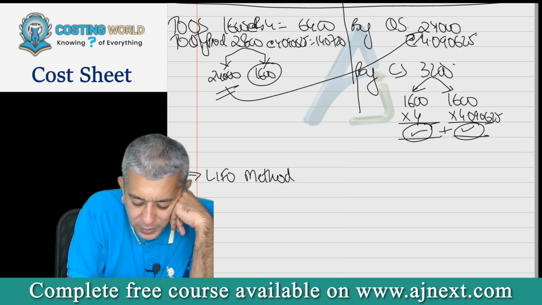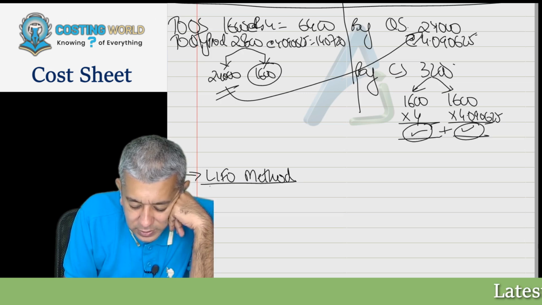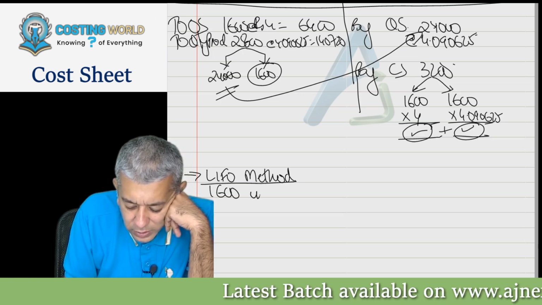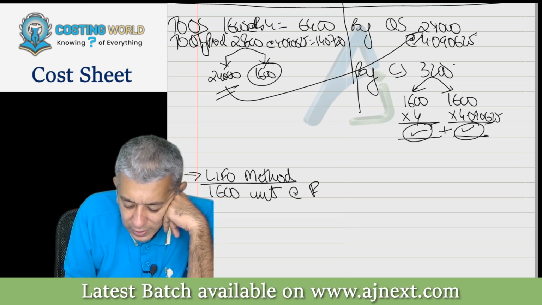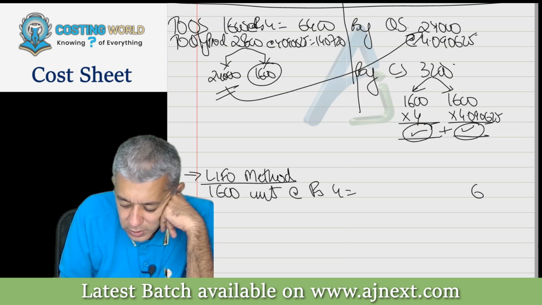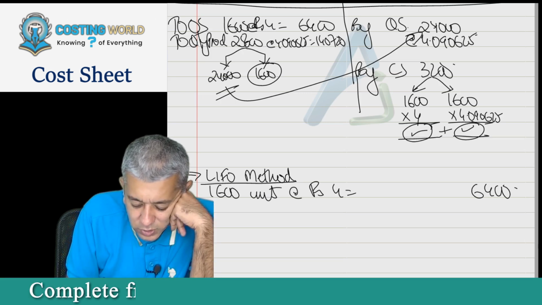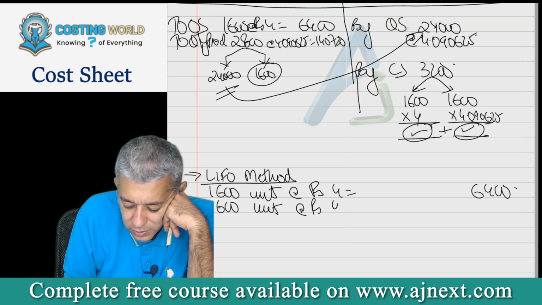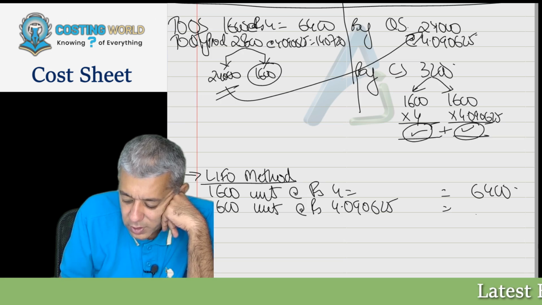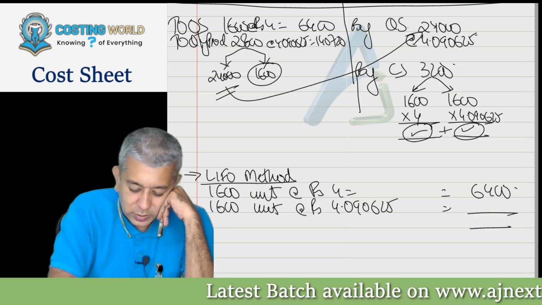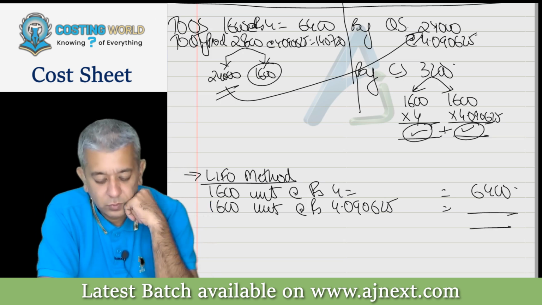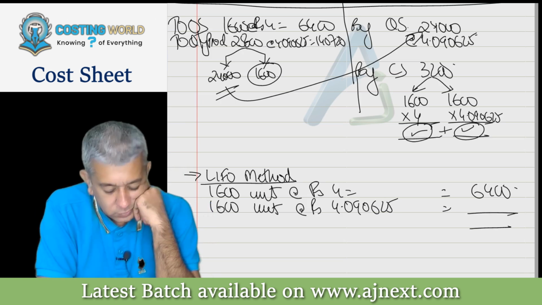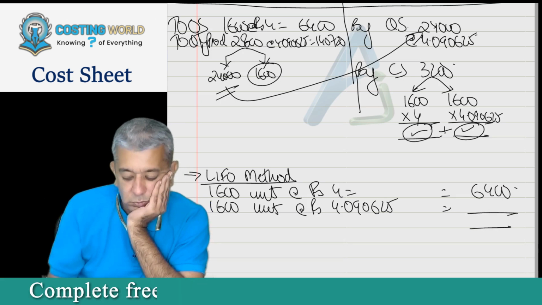So, LIFO method in this particular case, 1600 units at the rate of rupees 4. This will be 6400. 1600 units at the rate of 4.090625. Compute this and total it up, please. 6545.